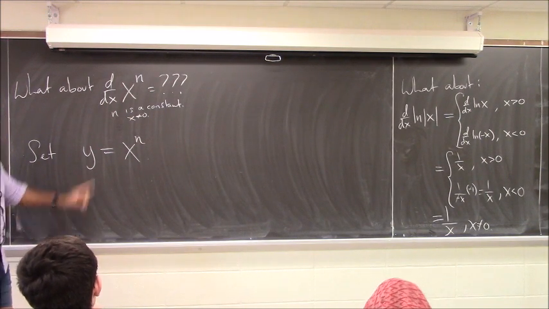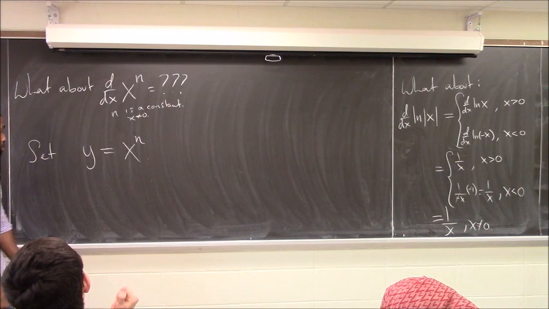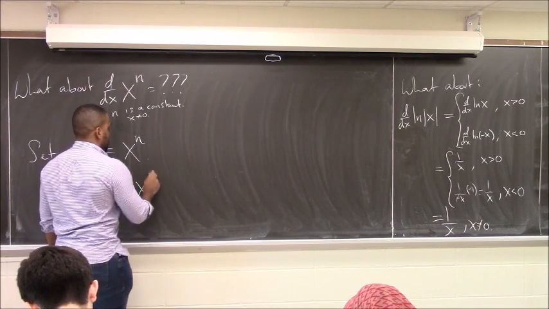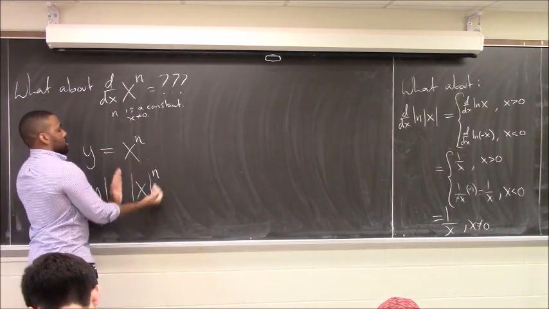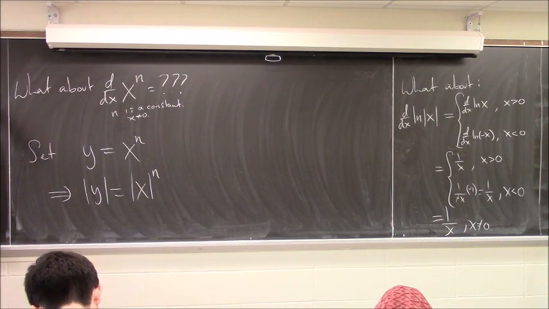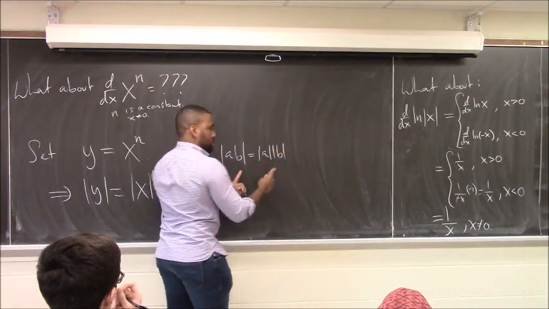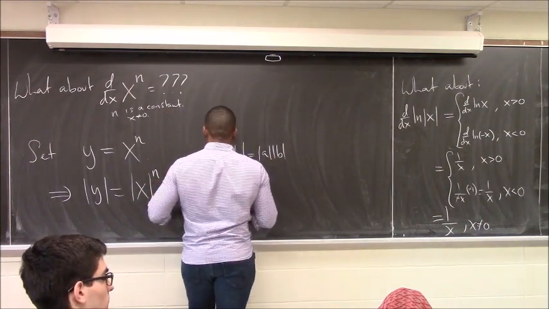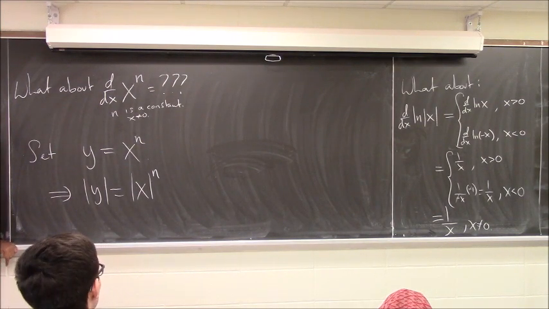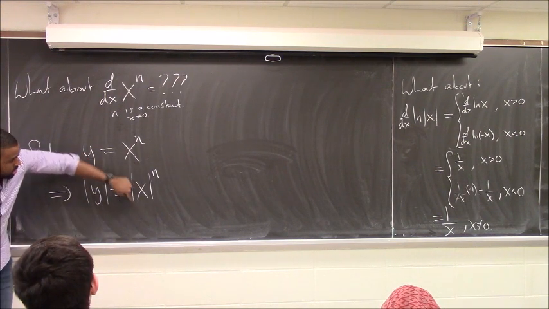However, remember, I can only log things if they're positive, which means if an x is negative, that's going to be an issue. So what I can do first is just take the absolute value of both sides. And the absolute value of x to the n is just the absolute value of x raised to the n. We have the absolute value rules, because we know the absolute value of a multiplication is just that. Right? So by applying that here, we can factor out the power of n. Okay. So we can start here. So that will ensure that our x, whether I plug in a positive or a negative value, this quantity here is going to be positive.